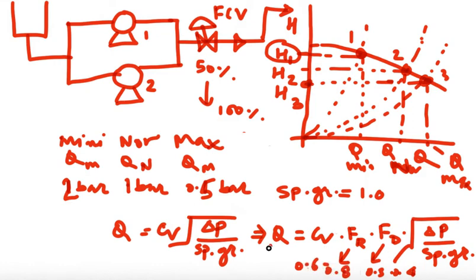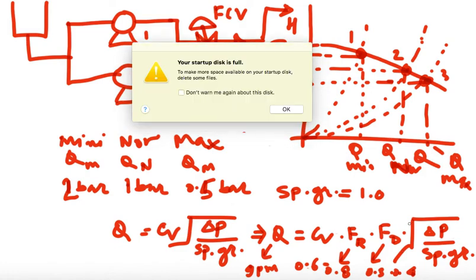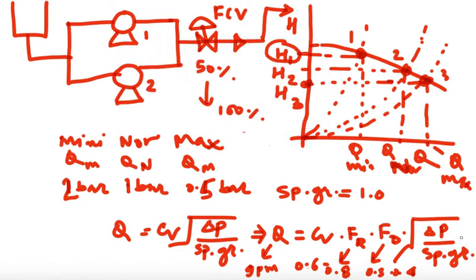So flow you need to put in GPM, and then put this value 0.6 to 0.8, any value between this, 0.3 to 0.4, and delta P you have also calculated here. This is the specific gravity, you know, so based on that you can calculate the CV value, and this CV value calculated is based on 100% opening.